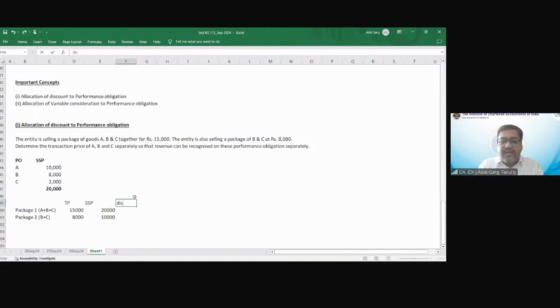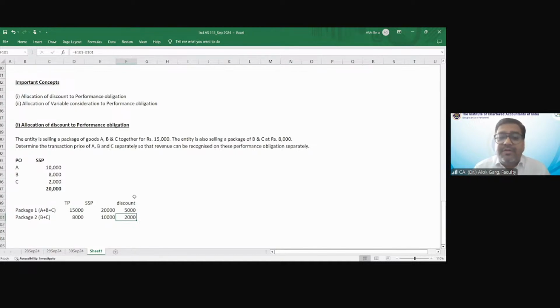So what is the discount in this case? For this entire package, 5,000 rupees discount. For this smaller package, 2,000 rupees discount. Have you understood the question? But in this kind of situation, how does the discount need to be allocated?